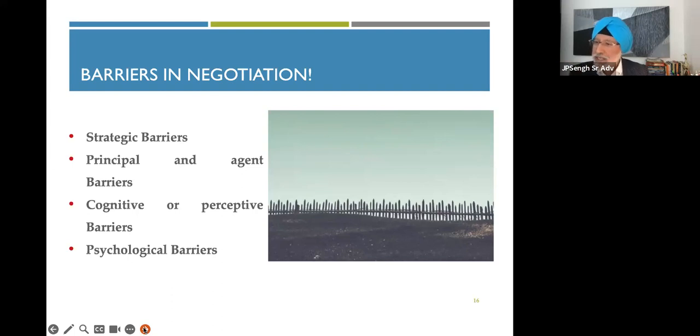This is the reason why settlements happen in negotiation. Because you do not wish to gamble for gain, you will gamble for a sure loss. And this is what cognitive barrier is about.